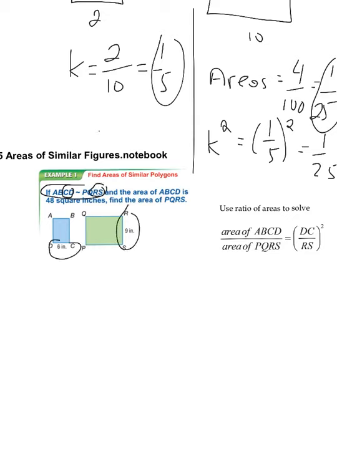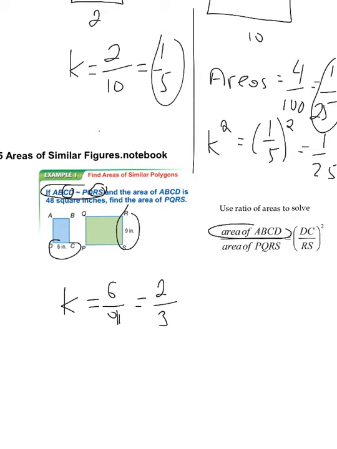So do we agree that the scale factor K will be equal to 6 over 9, which is equal to 2/3 if you simplify. So the scale factor is 2 to 3. And now the question is, what is the area of quadrilateral PQRS?